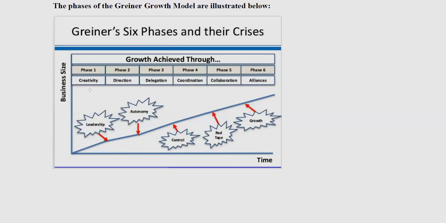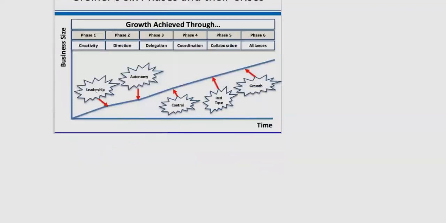Then from collaboration, you reach the growth state, the crisis of growth, because once you have collaborated, there may be a stunt in your growth because of cultural differences and other things. Then finally, you go to the last phase where you are doing alliances. You got to the peak of your business, and you may still face crisis of growth. So that's the Greiner's growth model. Just be comfortable with it when you are explaining.